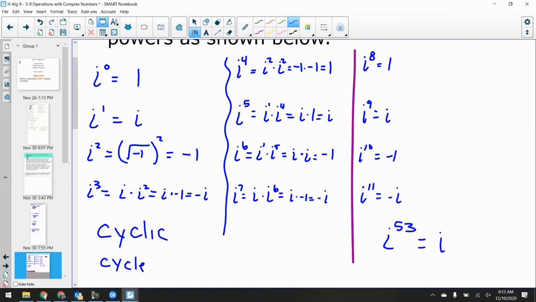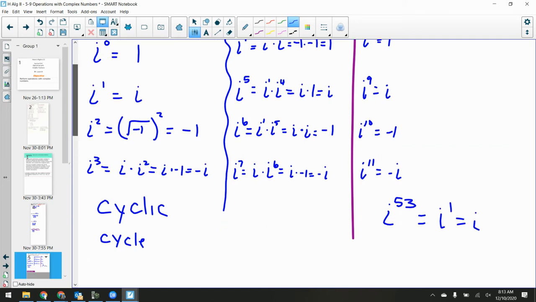So let me show you again with 53. I had 40, that would have been 10, 11 is 44, 12 is 48, 13 cycles of 4. 53 is 4 times 13 plus 1. That remainder of 1 becomes my power. So this is really going to act like i to the first, or just i.